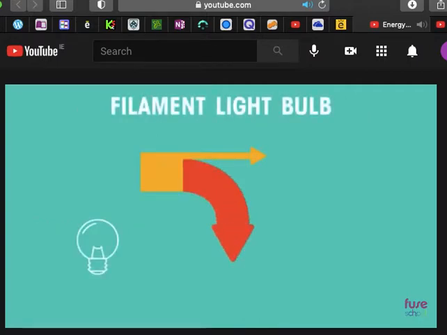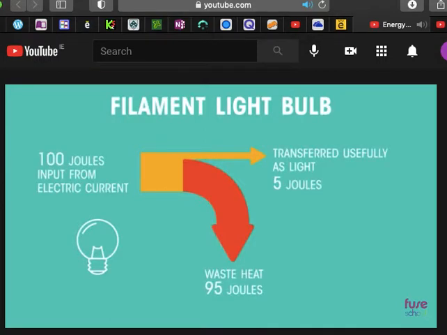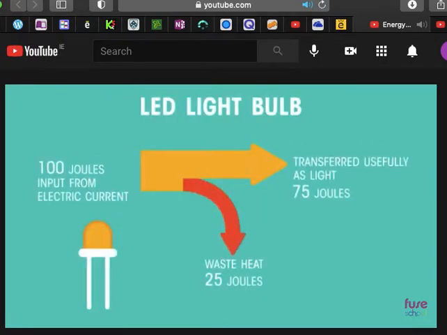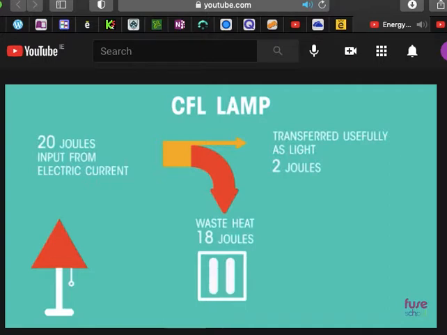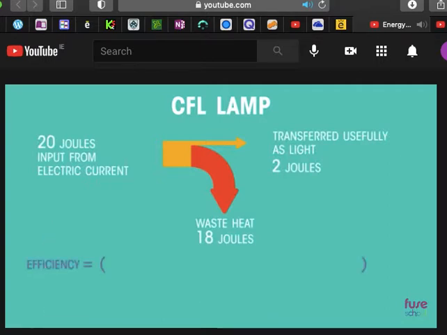Let's look at light bulbs and work out how efficient they are. First, an old-fashioned filament bulb. Only 5 of 100 joules is useful, so it's 5% efficient. Now LED. 75 joules are useful out of 100, so it's 75% efficient. That's why we are no longer using filament bulbs. Can you calculate the efficiency for this lamp? Efficiency equals useful energy transferred divided by energy supplied times 100.